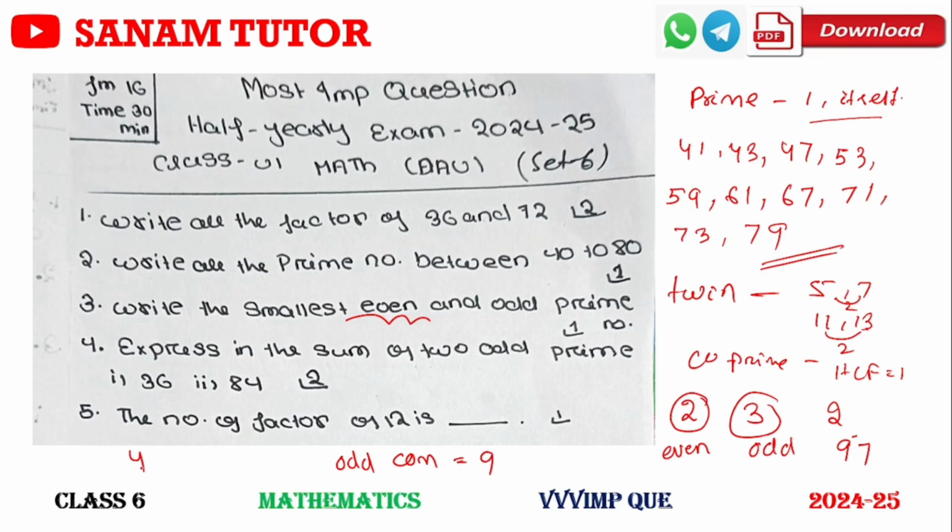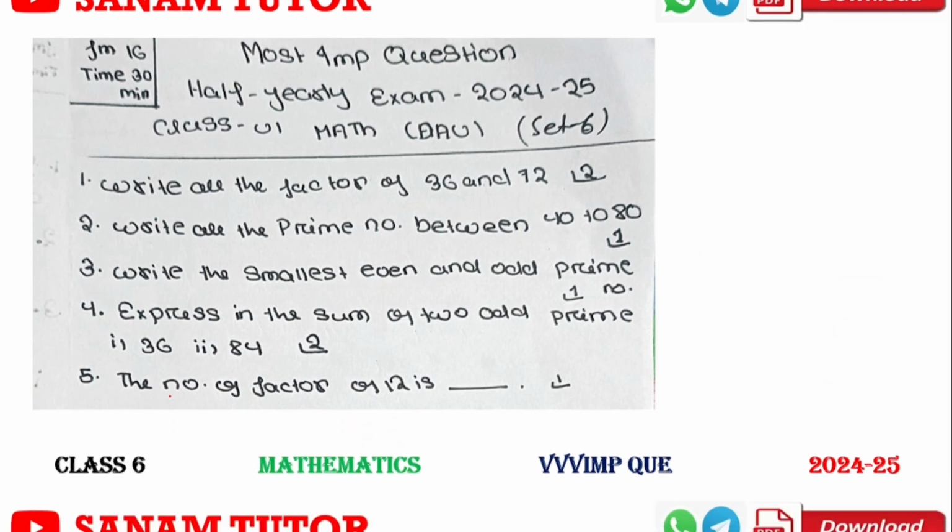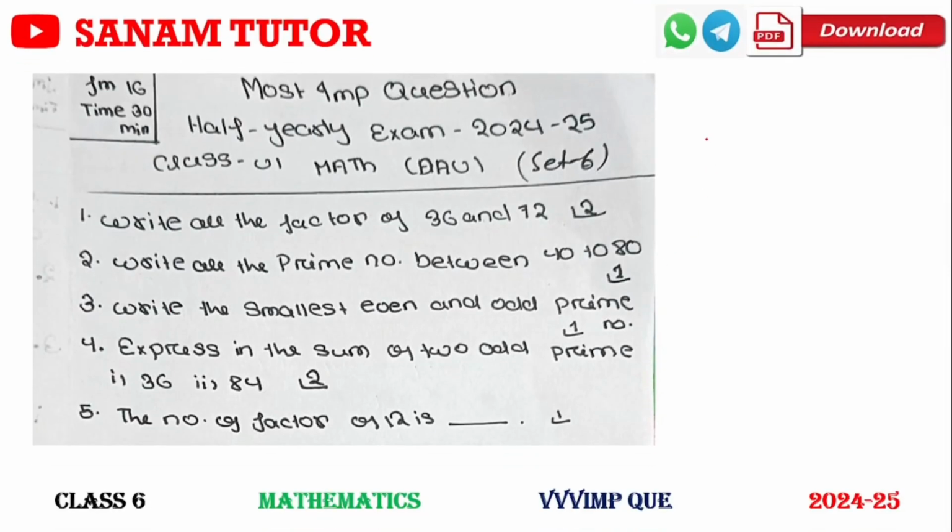Next question. Express in the sum of two odd primes. Question number 4, that is 36. Means we can write 36 as the sum of two odd primes. Suppose we can write 36 as 31 and the remaining is 5. 31 is a prime number. Yes or no? So 5 is an odd prime number, 31 is an odd prime number. The answer is 31 plus 5.